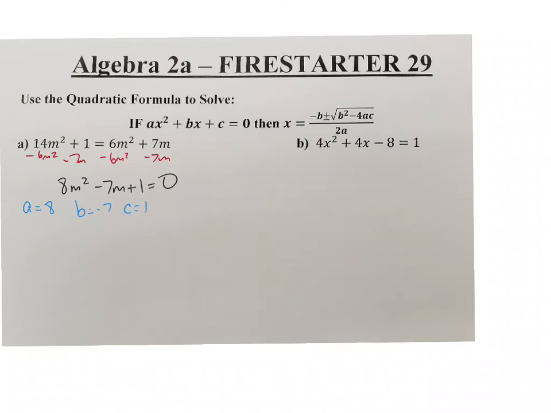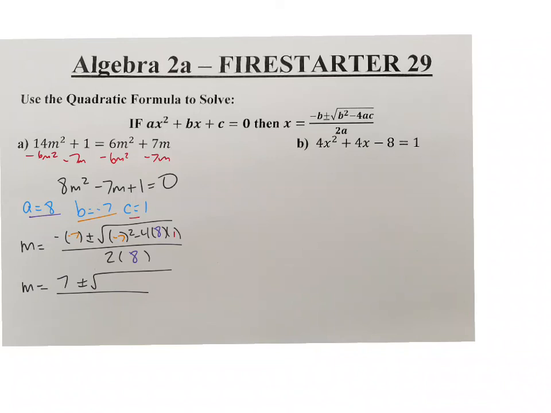Now I write x equals. Or you can write m equals the opposite of b plus or minus square root b squared minus 4 times a times c all over 2a. Now a is 8, so I put 8 next to the 4, I put 8 next to the 2. B is negative 7, I put in the first set and the second set. C is 1, I put in the last set. I write my simplified version. If you write x equals instead of m equals, that's totally fine. I do it all the time. 7 plus or minus square root all over 16.